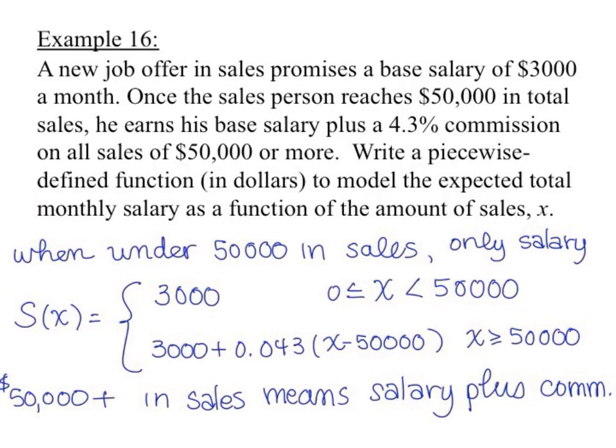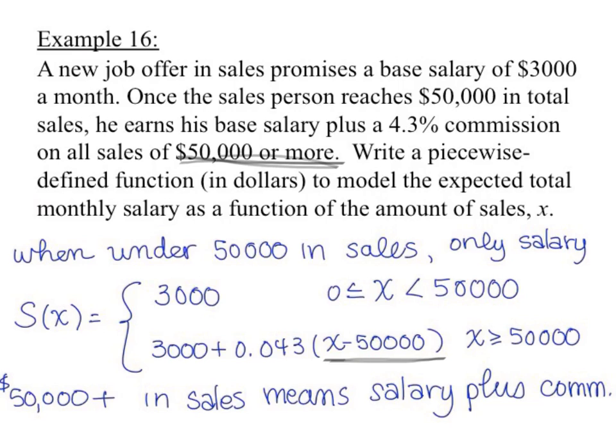So he's going to make $3,000 for 0 to 50,000. Including 0, not including 50,000, because at 50,000 he can get commission. It says $50,000 or more he can get commission. So the $50,000 is going to be included in the equation where he gets commission. So 3,000 plus 0.043 for everything.